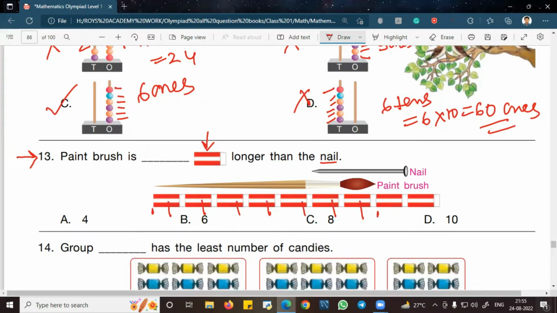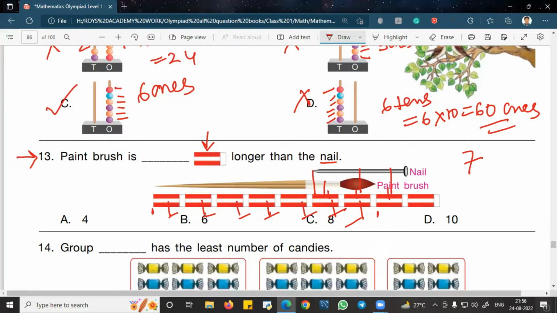So there is 1, starting from there. So 1, 2, 3 erasers here. So now for the paintbrush there are 1, 2, 3, 4, 5, 6, and 7 erasers. And for the nail there are 1, 2, 3. So that's why we get 3 erasers for the nail.